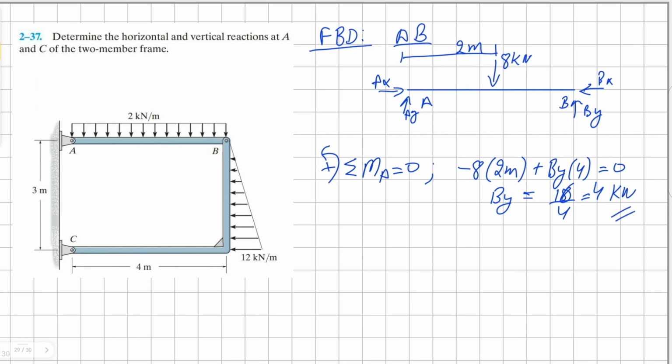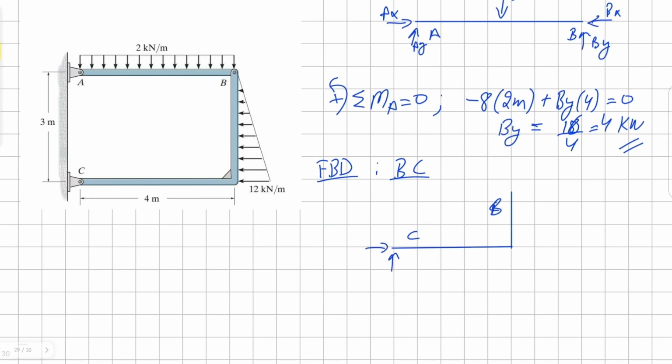Looking at our free body diagram for AB, we can't really solve for any other reaction until we solve for member BC. Let's draw the free body diagram for BC. For pin connection C, we have horizontal and vertical reaction. For B as well, we can have horizontal and vertical reactions.